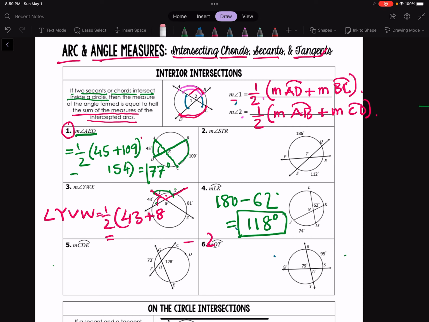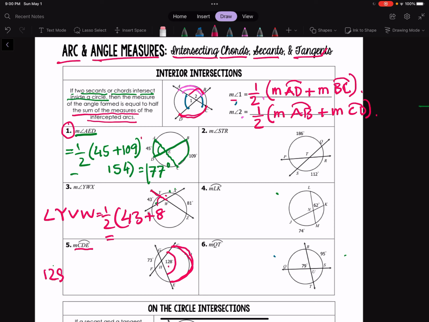Let's come up with CD. Sometimes you are not finding the angle. Given the angle, you'll have to find the intercepted arc. Let's say here CDE. You don't know that, you are given this. So you know there's 128, which according to this formula is half of this one and this one, right? So what is that?